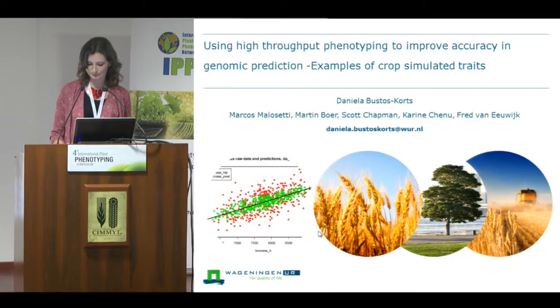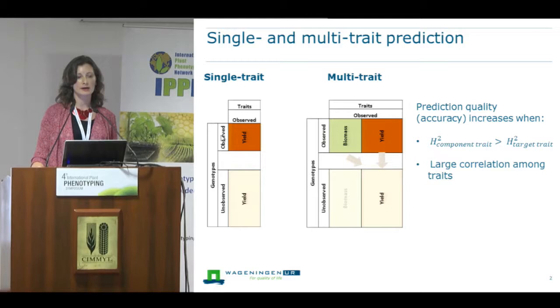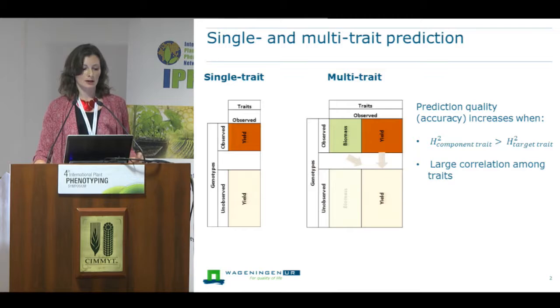So my talk is about using high-throughput phenotyping to improve accuracy in genomic prediction. As has already been said, breeders normally want to use genomic prediction, and normally this is done in a single trait way. The basic idea is that they split the whole data set into a training set that has been observed in the field, so you have phenotypic data and marker data, and another set of genotypes that we call the validation set that only has marker data. We use the phenotypic and genotypic information collected for the training set to train a statistical model and predict those that have never been observed.